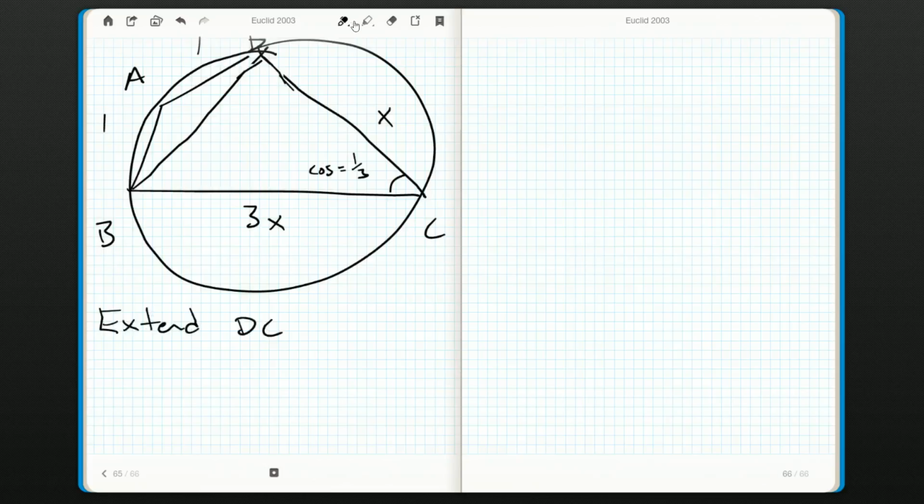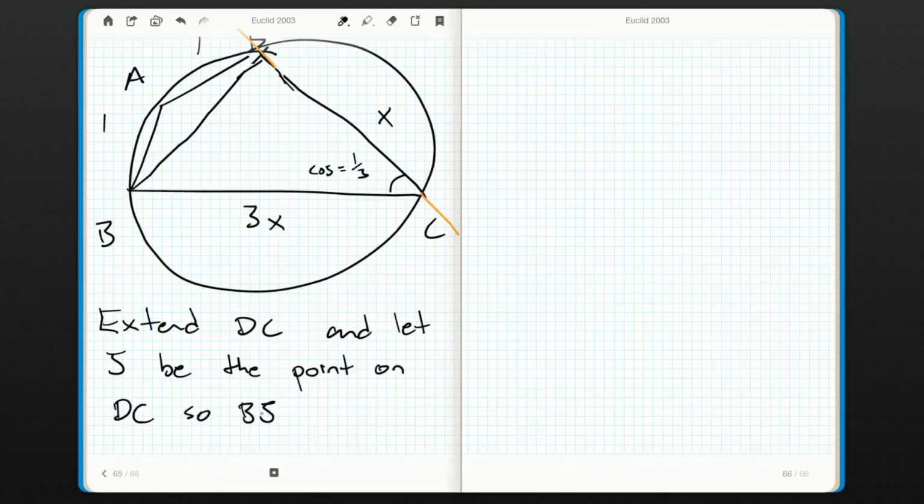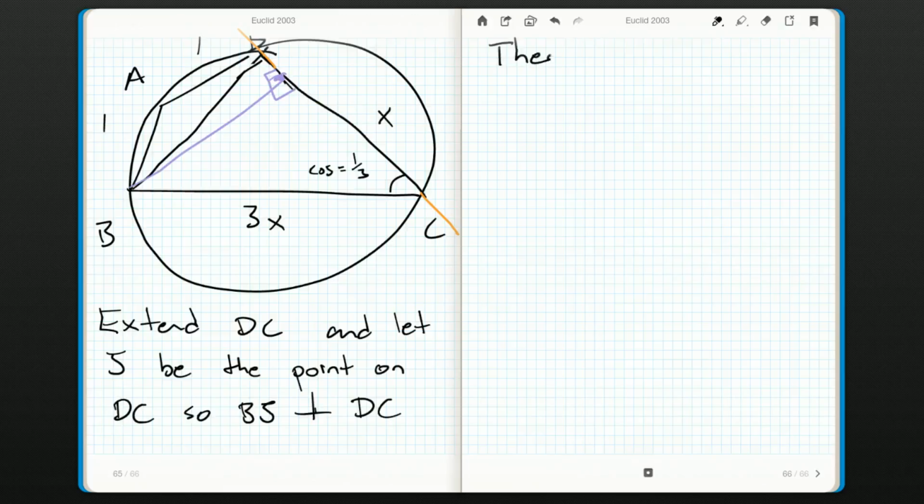So extend DC, and let J be the point on DC so that BJ is perpendicular to DC. So that'll be some point. I don't exactly know where. It might be over here, but it's some point. That's J.